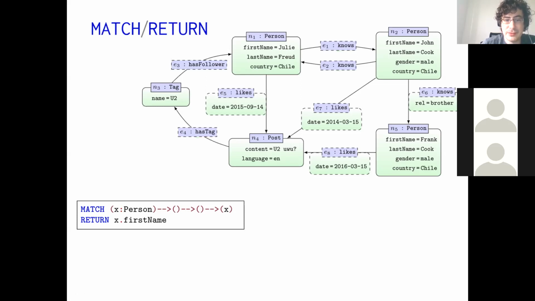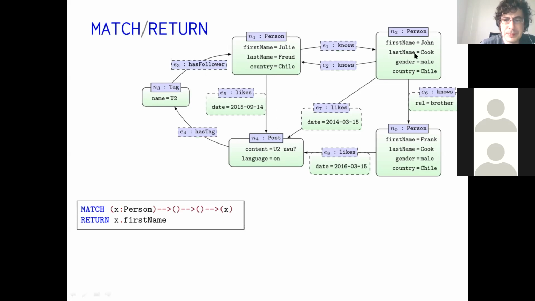Julie links to post, links to tag, links to Julie. Okay, we got pretty lucky. So this would seem to be a result, right? So we have Julie links to N1, links to N4, the post, links to N3, the tag, links back to N1, Julie. Okay, so that seems to be a result.